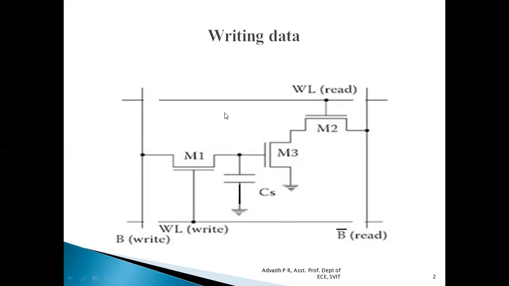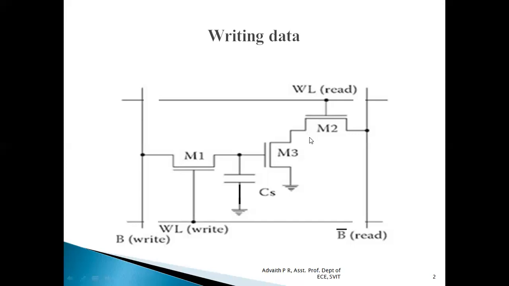There are 2 lines here with respect to write: write WL and read WL. These are the 2 lines for the writing operation as well as for the reading operation. Similarly, we have 2 lines which are placed along the y-axis, B and B bar, for write and read operations respectively. In addition to these MOSFETs, we have a storage capacitor, CS. Let us first have a look at how exactly the writing operation is performed.